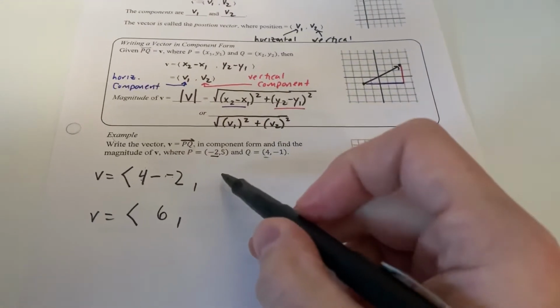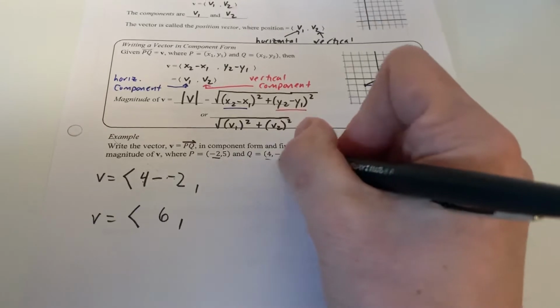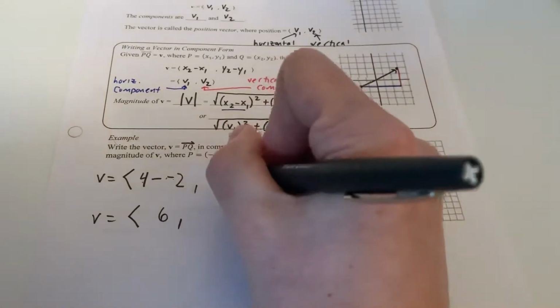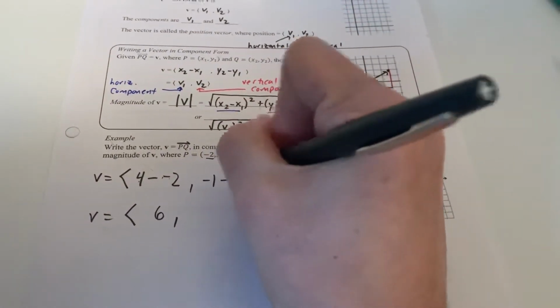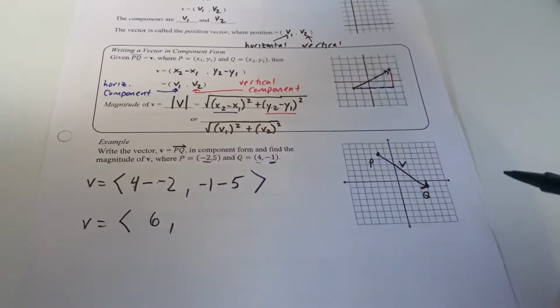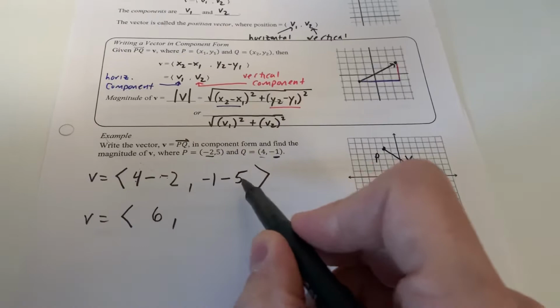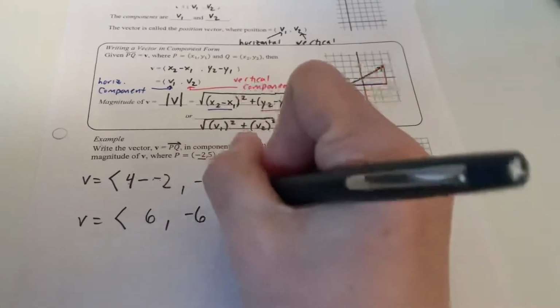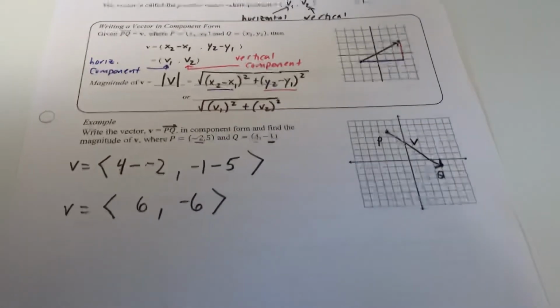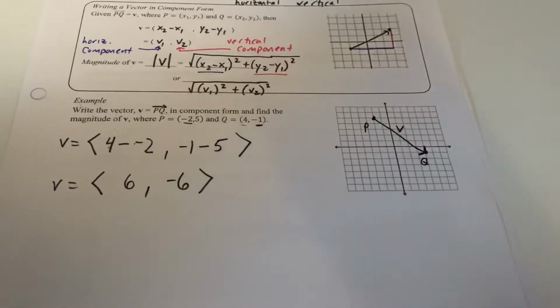For the vertical component, we're going to take the second y value, which is -1, and we're going to subtract the first y value. And we add these up. -1 minus 5 is -6. So my vertical component is going to be -6.